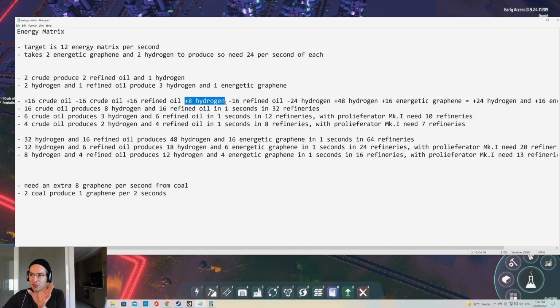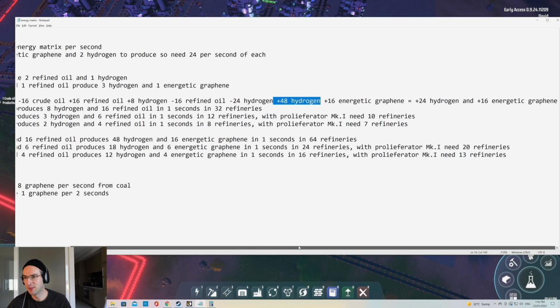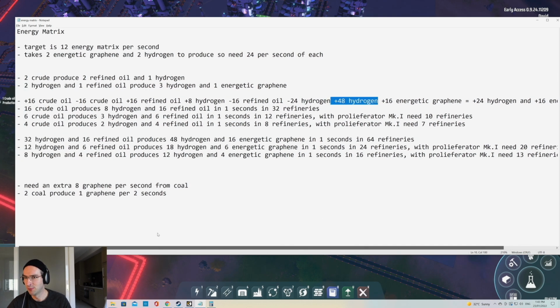Then if we add on the stage for producing the hydrogen and energetic graphene, that again consumes 16 refined oil, so that's everything that we're producing. It also consumes 24 hydrogen, but then it produces 48 hydrogen and 16 energetic graphene. So if we do the sums here in total, this series of stages produces 24 hydrogen and 16 energetic graphene, which is close to what we actually need overall.